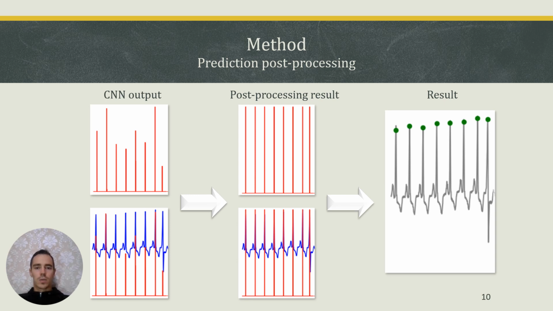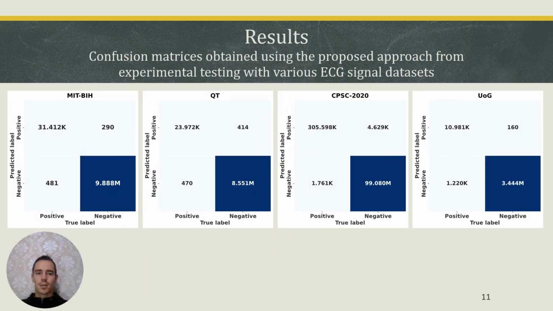The output of the CNN model is passed to the post-processing stage. In this post-processing stage, we use an approach with a threshold to make the CNN prediction discrete. So values below the threshold are converted to 0 and values above the threshold are converted to 1. Then all values equal to 1 are converted to indexes of R-peaks. Also, I need to admit the threshold is equal to 0.1 in our case. This slide shows confusion matrices that were generated as a result of testing the proposed approach using testing datasets.